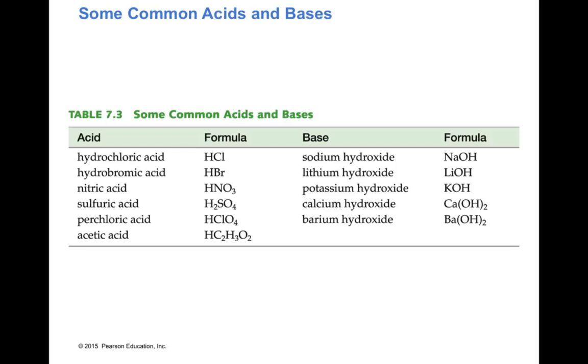So this is a table of the most common types of acid and base. As I mentioned before, you have the H in front, so this is behaving as a cation. The other parts are behaving as the anion. And for the bases, most of the time you're going to see the hydroxide ion, OH. And remember that the hydroxide ion has a -1 charge.